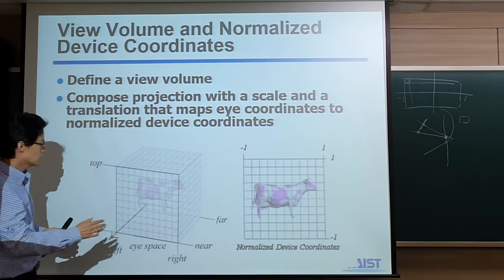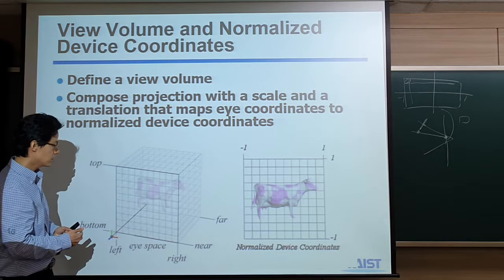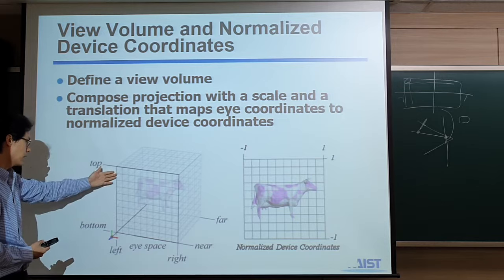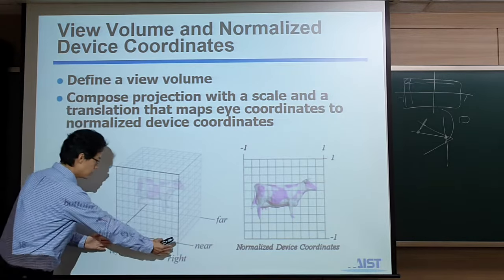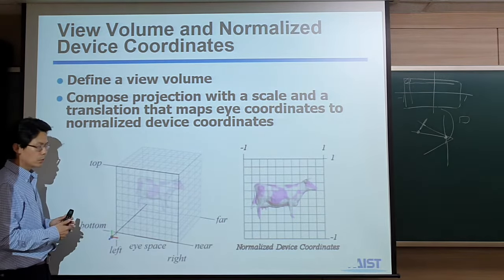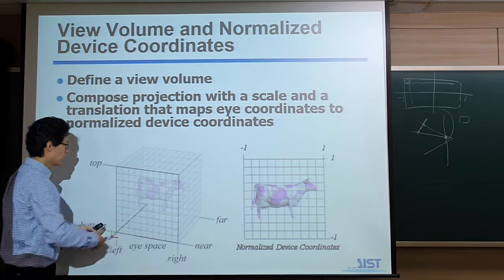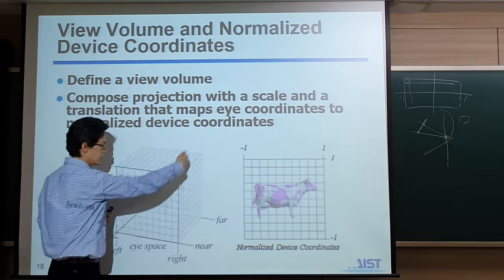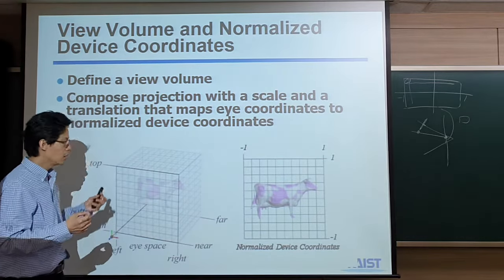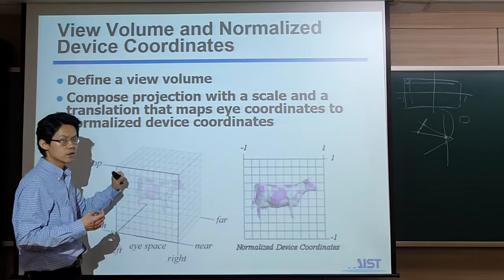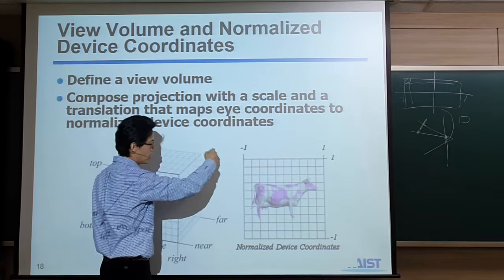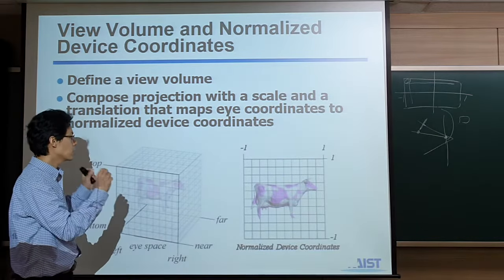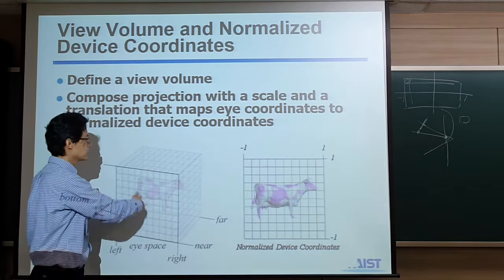Your data, before the projection, is in the eye space, and the view volume is like this. We define the left and right. In other words, we can see the object only within this view volume: left and right, bottom and top, and this is near and far. So when you are using this view volume, if the object is located very far away, out of the far side, then we do not render it. Basically, we only render objects defined in this view volume.